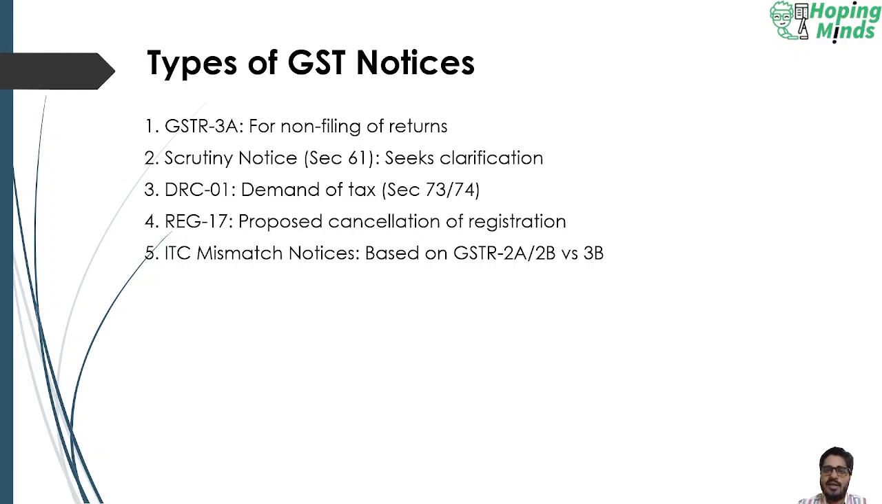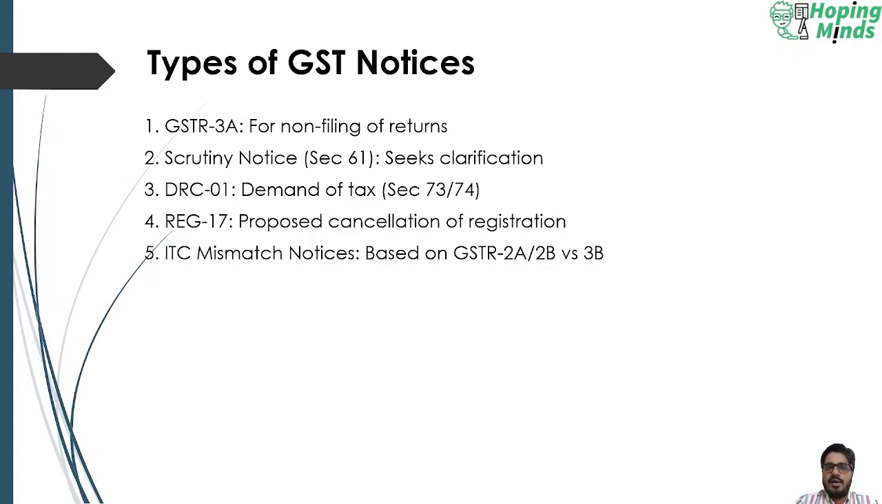Then REG 17, that is proposed cancellation of registration. This notice is issued by the proper officer if he has sufficient reason for which the registration of the taxpayer can be cancelled, and the taxpayer must respond in form REG 18 against such notices.